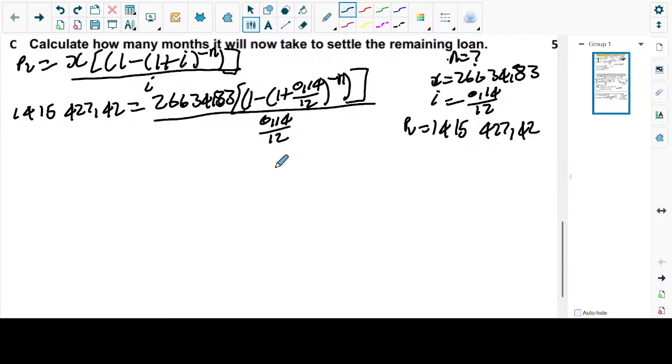Now we are supposed to get n. The goal is to get n again. So how do we get n? We spoke about this: the best thing is to multiply by i first. We're just going to talk about it. So basically we're going to say 1.7 million multiplied by our i, divided by the 26,000.